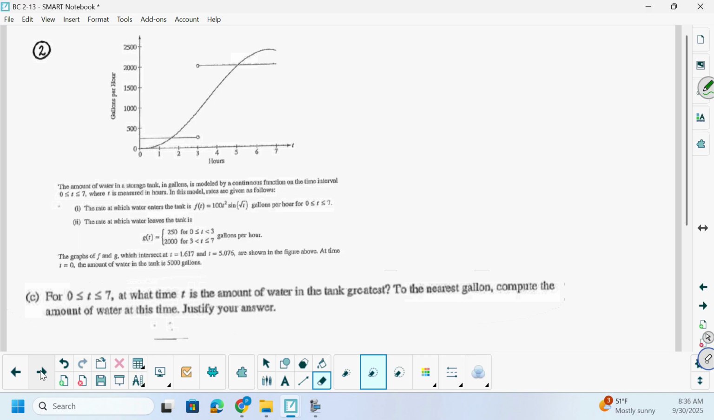So if we want the amount of water in the tank to be greatest, that means we want the amount of water in the tank to be maximized. This is an optimization problem. The first free response question on the AP exam almost always has an optimization part, and it is the biggest number of points in that part.